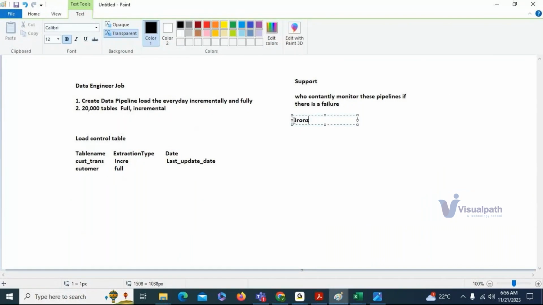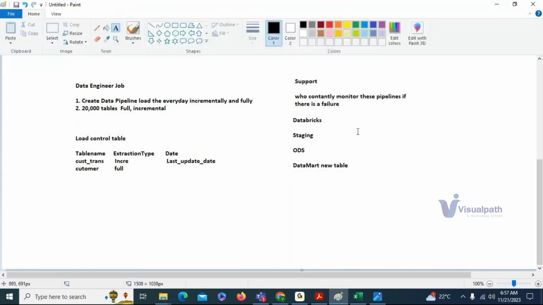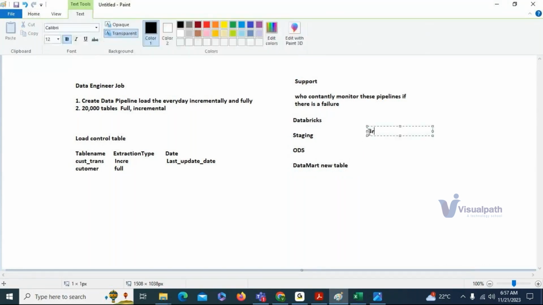Whenever it comes to Databricks, what have they done? I told you we are going to use staging, ODS, and data mart. Staging means truncate and load. ODS means you are going to merge the staging table into ODS. Data mart, you are going to create altogether new tables. So bronze, silver, and gold is exactly a similar concept.